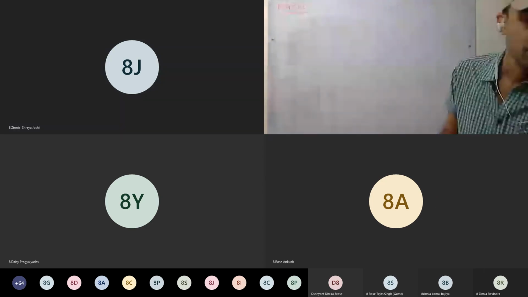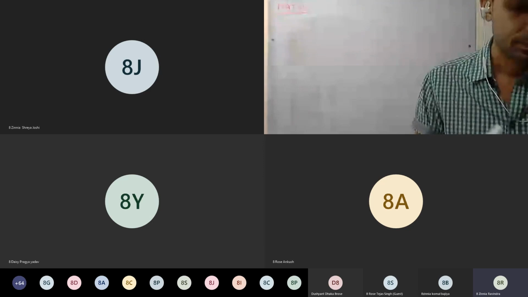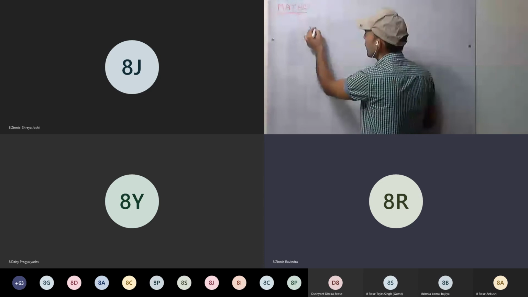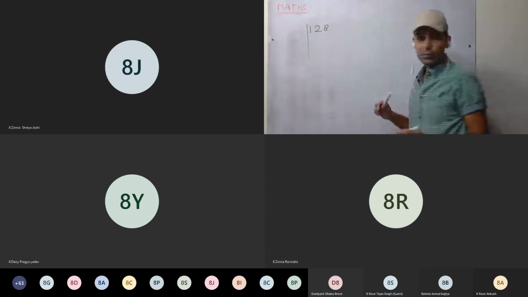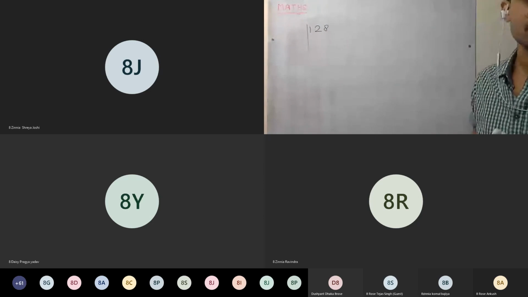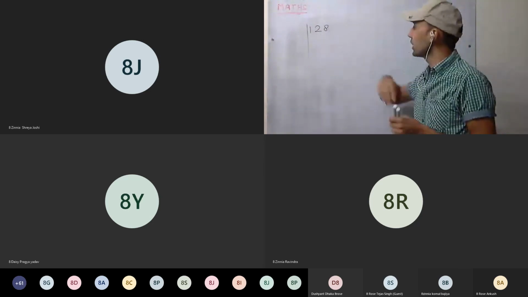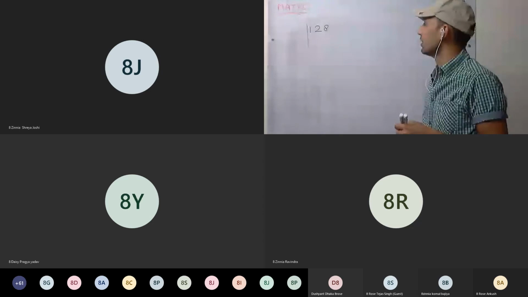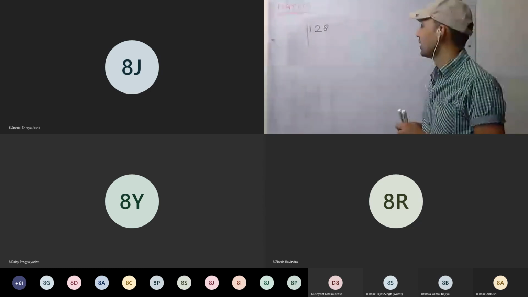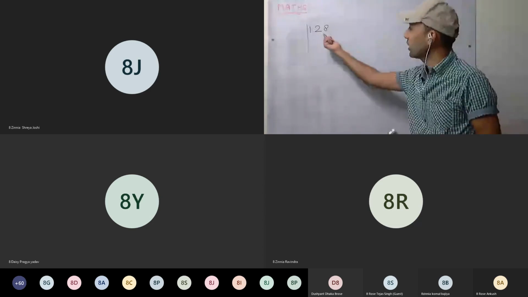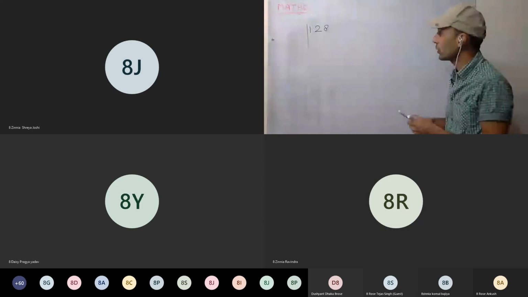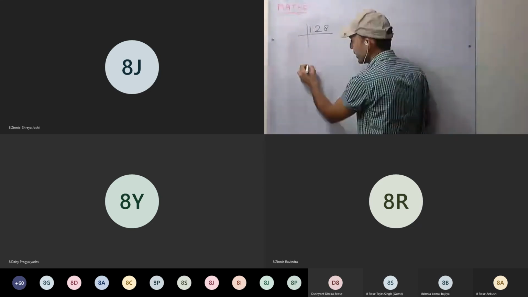Sir, done 243. Sir, explain one more time. Okay. So first, 128. See here what we have to find. It's like in a home, we want only the perfect cubes to enter. So first we'll check whether it's a perfect cube or not. How are you going to check? First, we need to factorize it.